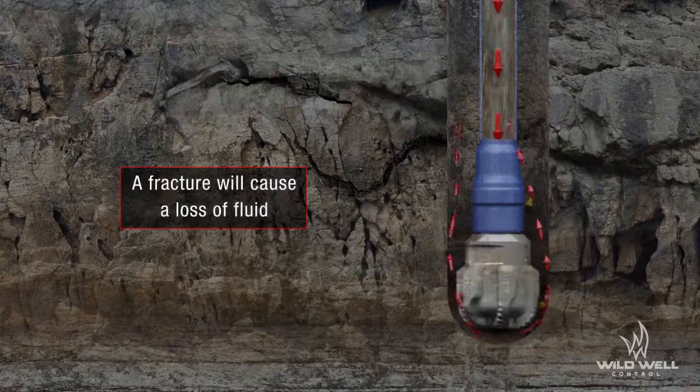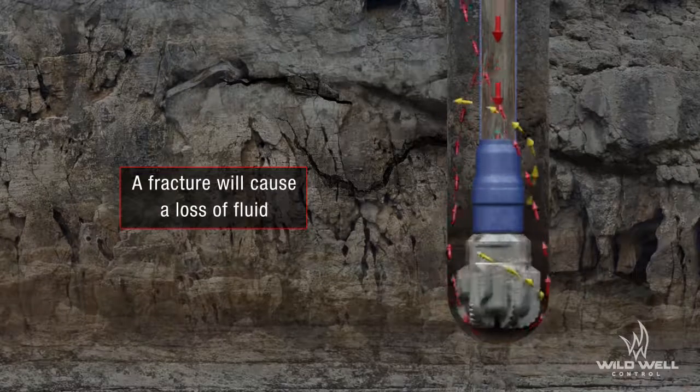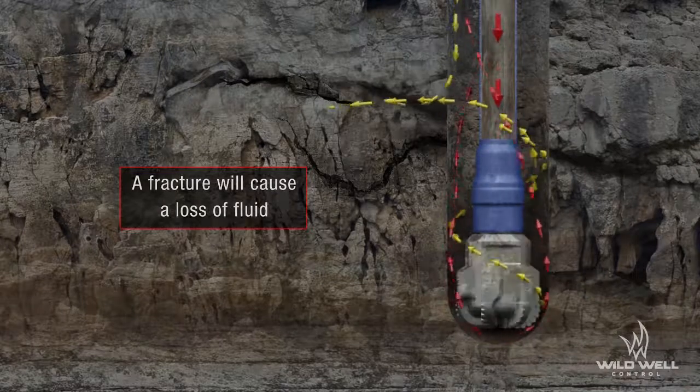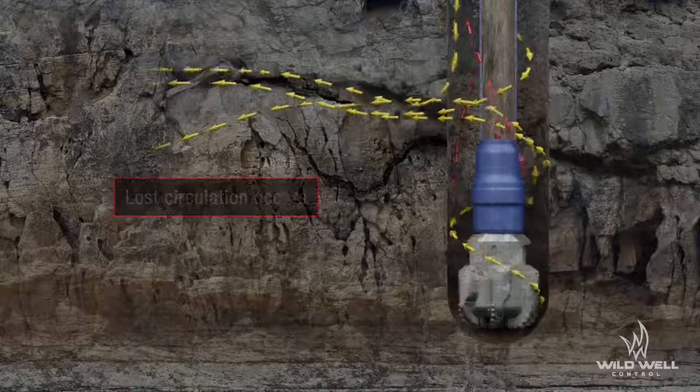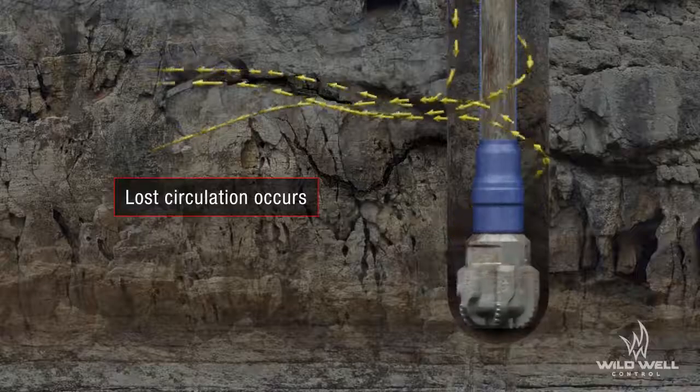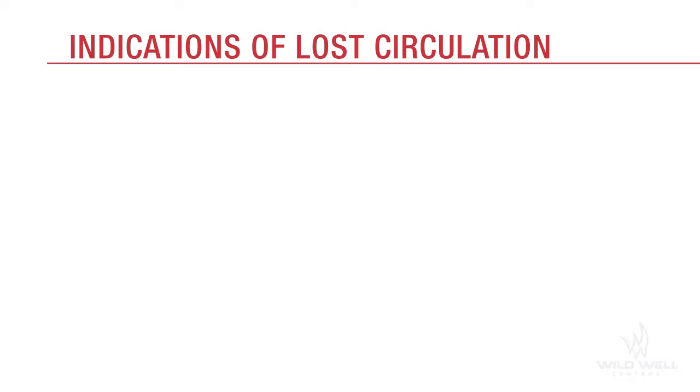A fracture in the formation could lead to a loss of drilling fluid to the formation. Whenever drilling fluid is lost to fractures in the formation, a situation called lost circulation occurs. The most obvious indication of lost circulation is no flow. The flow of drilling fluid across the shakers will stop.